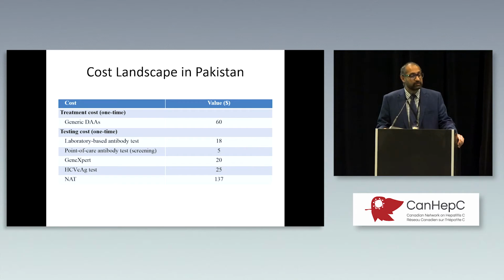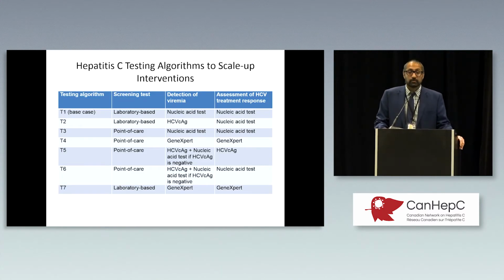So looking closely at the cost landscape, though the generics are very cheap, $60, the cost of testing remains high. In fact, the cost of NAT is more than the cost of DAA treatment, and there are other test costs that are also very high. So the question was then, what would be the cost of scaling up treatment or screening in Pakistan?